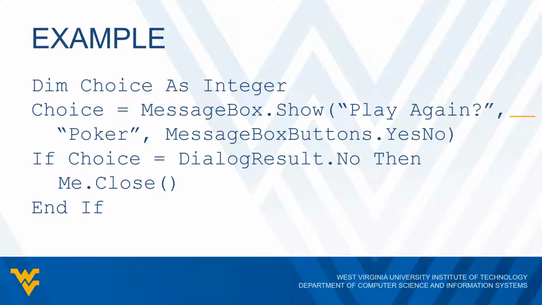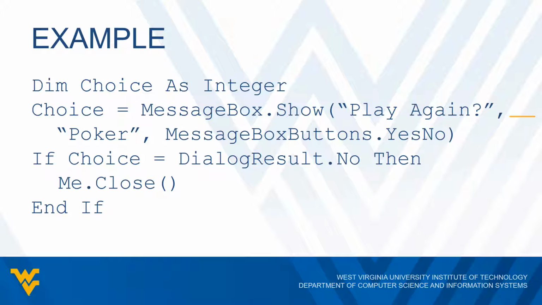But anyway, so we have our MessageBox.Show function. If you remember, Play again would be the text that's displayed in the box. Poker would be the title that would appear on our title bar. And then we have MessageBoxButtons.YesNo. That's our other enumeration, which means that we're talking about the yes/no buttons. So that's displayed in our message box. So we click on yes or no. Whichever one we click on, that corresponding value gets stored in choice. So either yes gets stored or no gets stored.